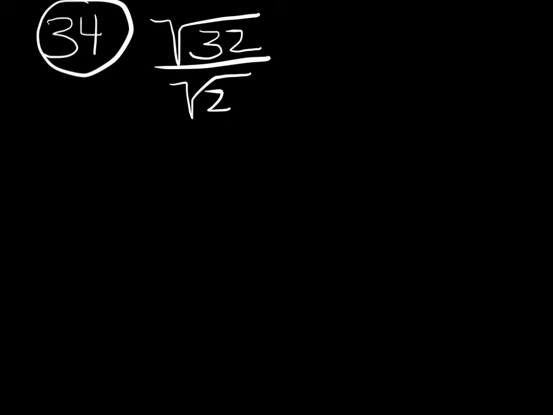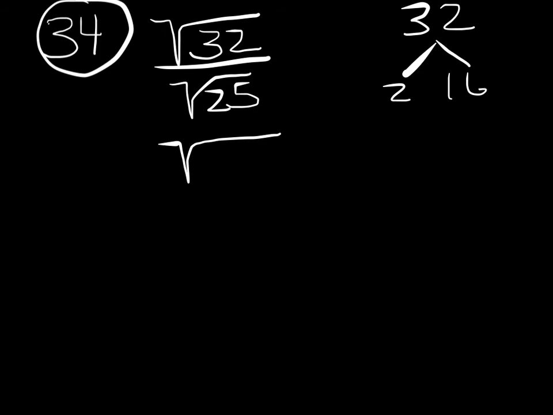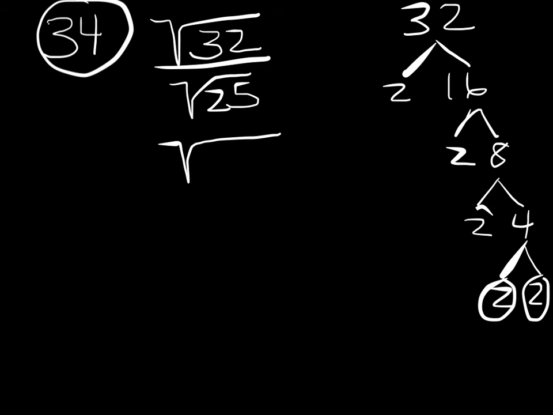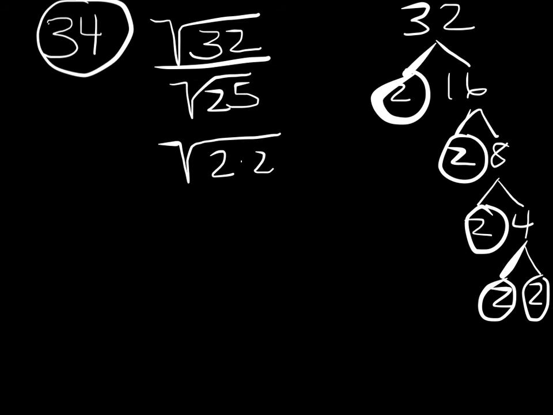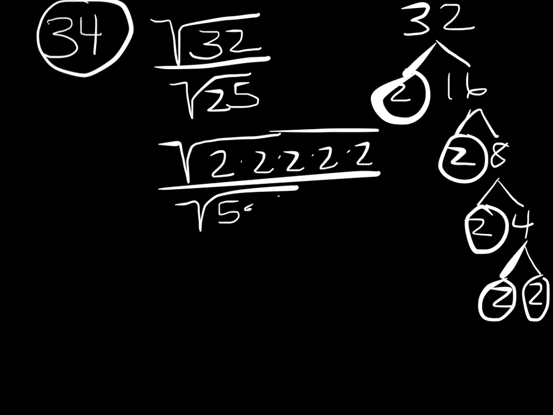Okay, let's take a look at 34. I've got the square root of 32 over the square root of 25. 32 is not a perfect square, so I need to factor that. And 32 factored is 2 times 16, 2 times 8, 2 times 4, 2 times 2. So I'm going to use all of these prime factors under there. So I've got 2 times 2 times 2 times 2 times 2 for 32. And then the square root of 25 is 5 times 5.